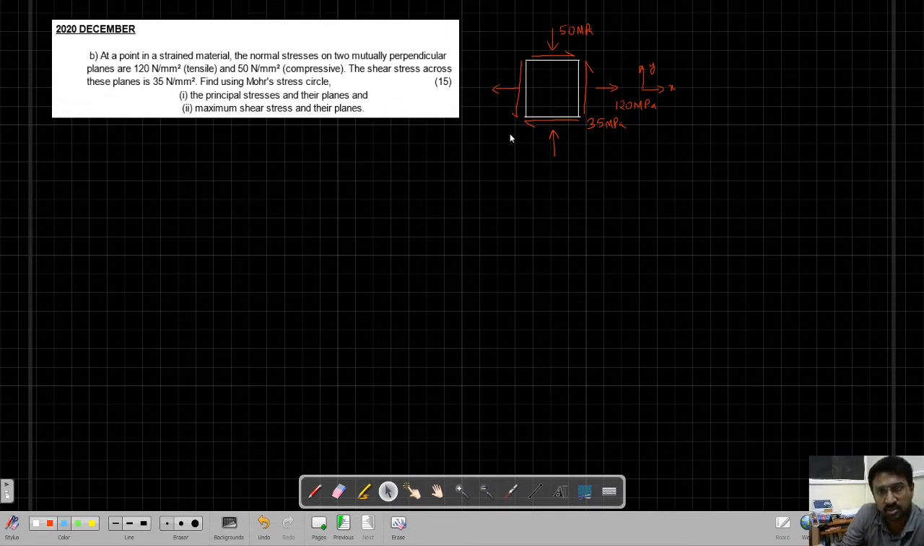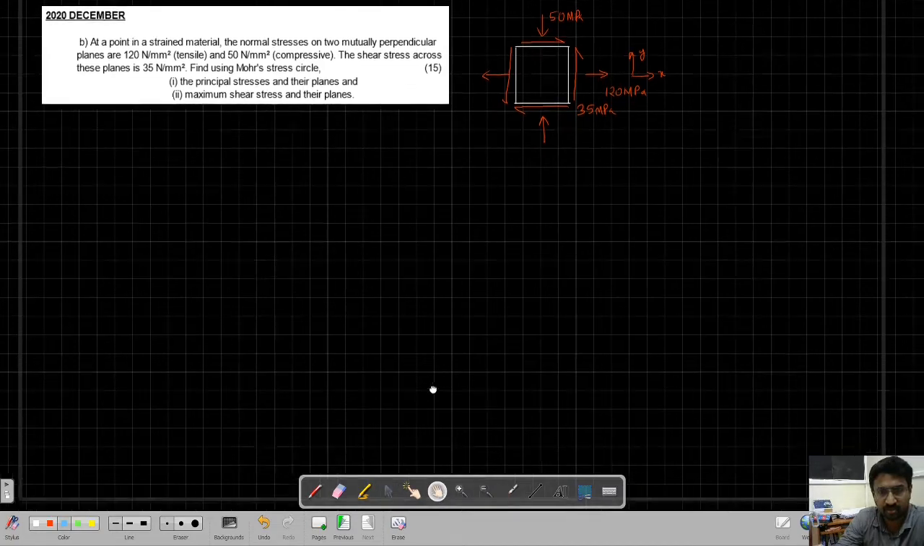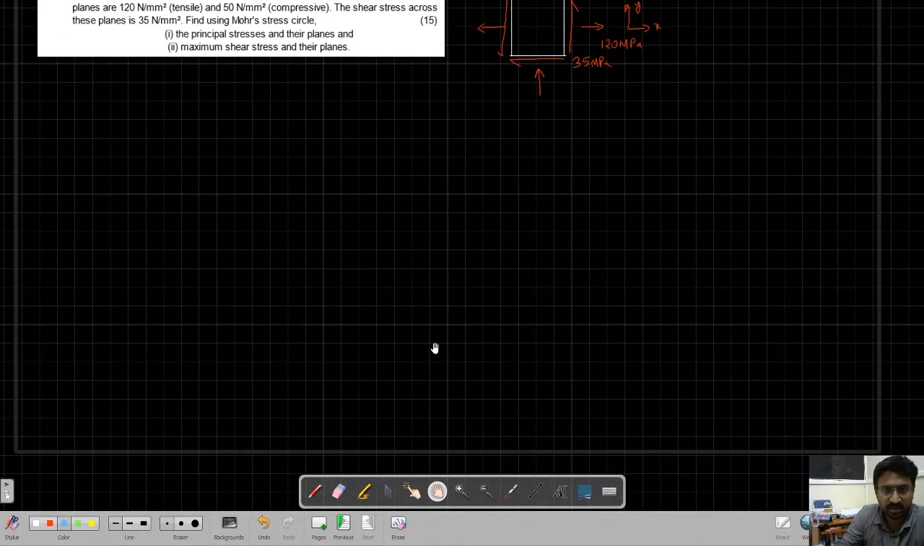I have drawn the stress block to save some time. So this is the x direction. I have assumed it to be 120 MPa tensile, the y direction 50 MPa compressive, and there is a shear stress of 35 MPa. So in order to draw the Mohr circle, first we have to draw an axis system. So let's say I will draw an axis system here.